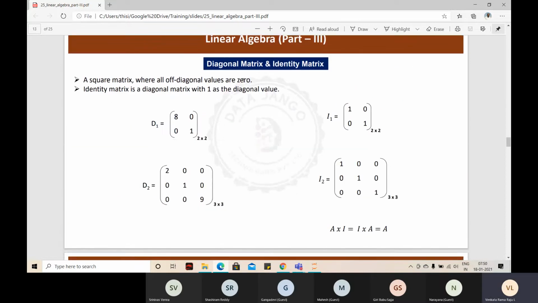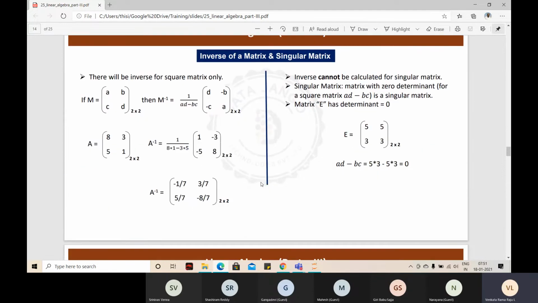And then diagonal matrix. Right? All the values in the non-diagonal space are 0, and diagonal space are non-zero. Then you call it a diagonal matrix. And if diagonal values are 1, then you call it an identity matrix. A into I is equal to I into A is equal to A. Right? I is like 1 in numbers, in integers or real numbers. You multiply any number with 1, you get that number. Like that, you multiply any matrix with I, you get the same matrix. You know all these concepts.